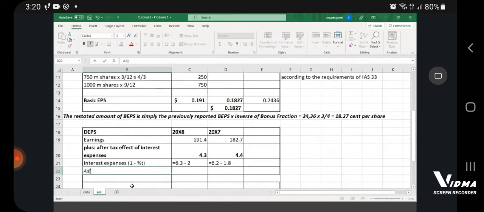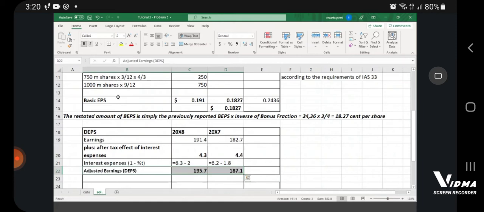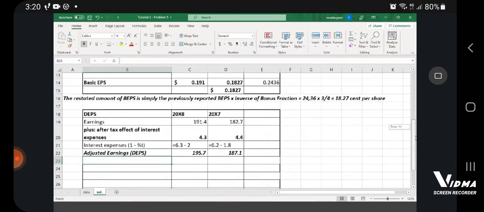So we have the adjusted earnings that I should use in calculating the diluted earnings per share, or the diluted earnings. That is the earnings plus the after-tax effect. We would normally have a higher amount of earnings over here to use in our calculations. Okay, any questions so far? Do I need to explain anything else?